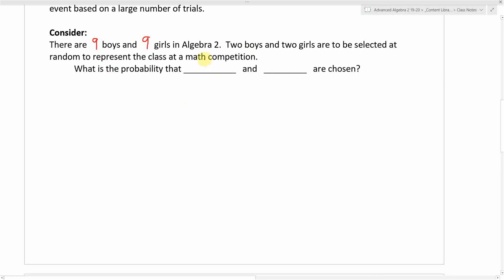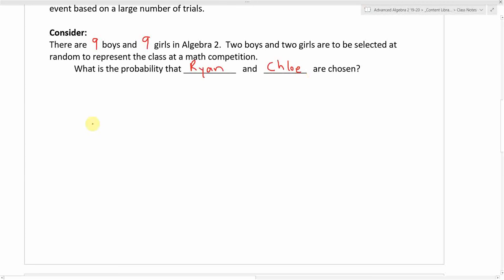a math competition. And what we want to do is figure out the probability of a particular pair of maybe one boy and one girl. So let's just take the top of our roster. Let's say, what's the probability that Ryan and Chloe are chosen, just at random, that we would happen to get those top 2, the first boy and the first girl on our roster?